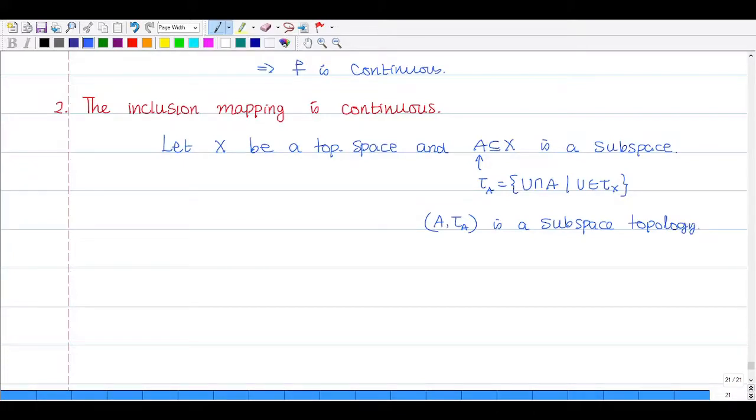Okay, then the inclusion mapping. How do I define this map? This is called J.